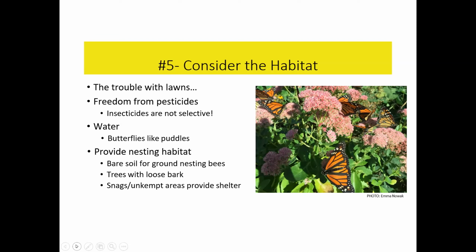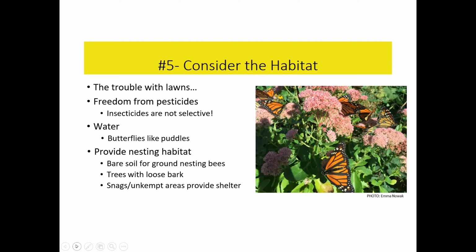Pollinators need freedom from pesticides. When you have some aphids feeding on your pepper plants and you spray an insecticide to kill those aphids, that insecticide doesn't just go out there and say, okay, I'm going to kill the aphids. It doesn't target those specifically. It's going to kill any insect it comes in contact with. Insecticides are not selective. So when you use these products, you're killing beneficial insects in addition to the nasty ones that you want to get out of your garden.